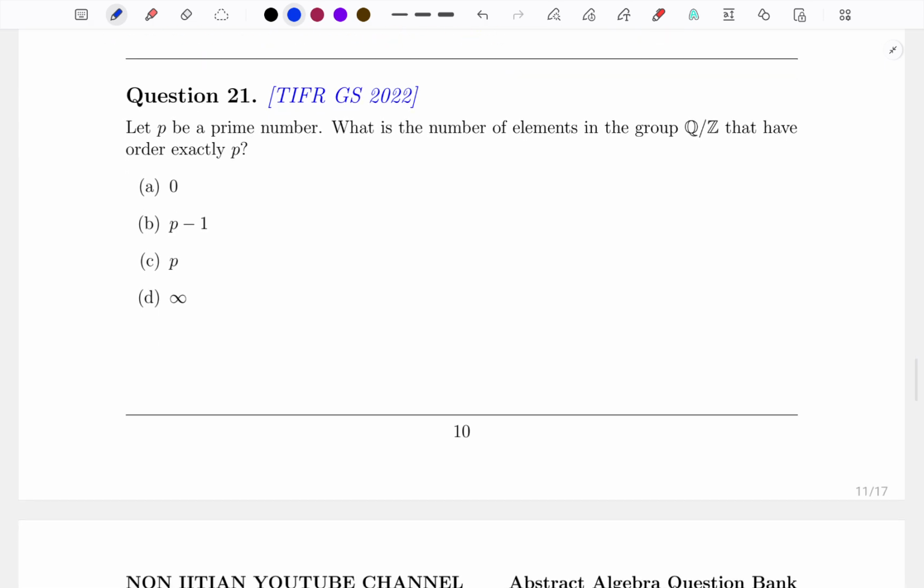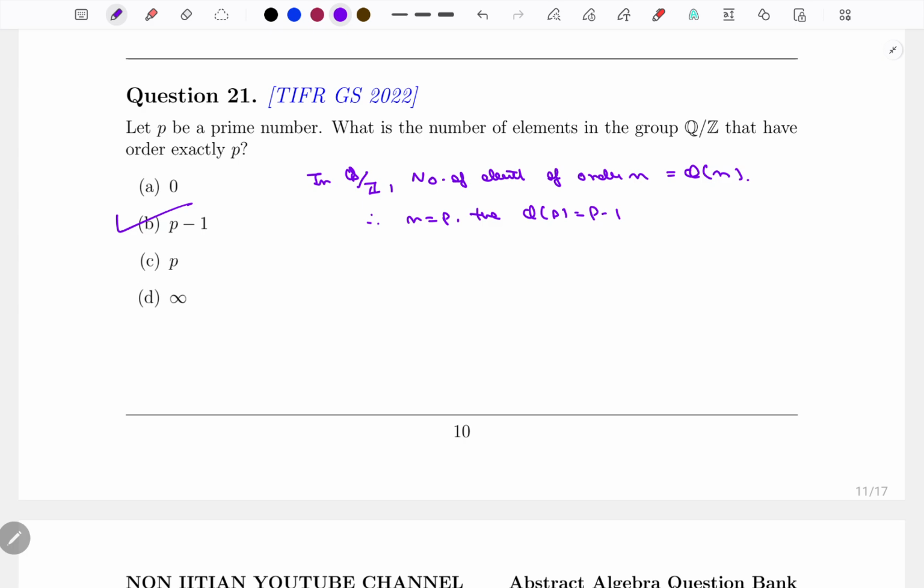Okay, what is question number 21? Let p be a prime number. What is the number of elements in the group Q mod Z that have order exactly p? Basically, in Q mod Z, the number of elements of order n is exactly equal to phi(n). Therefore, if n is equal to p, then phi(p) is equal to p minus 1. So p minus 1 should be our answer.